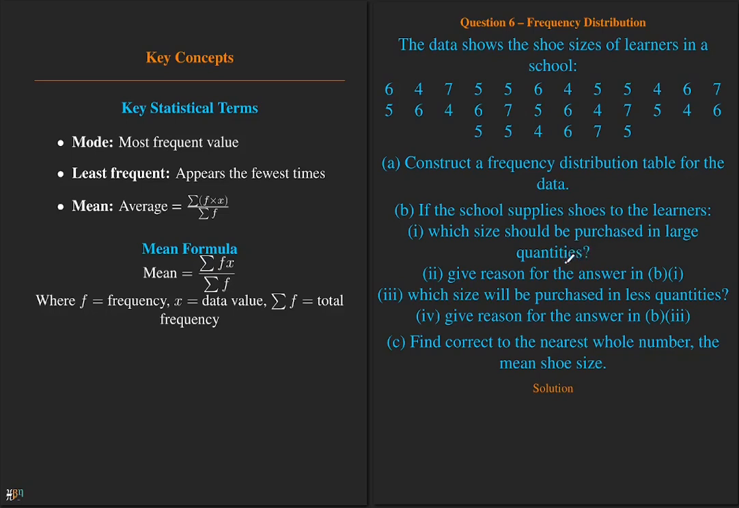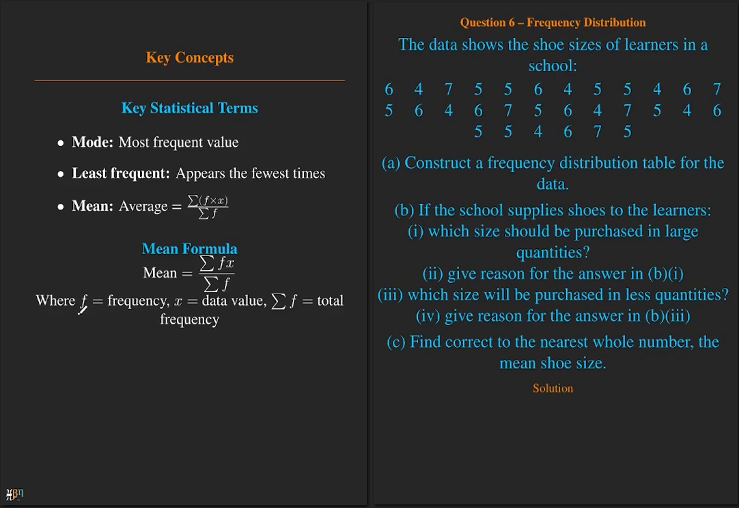That becomes the mode. Then the second one, which is the least frequent, is the one that appears the fewest number of times. So that will be which size will be purchased in less quantity. You see, if we know the term, we'll be able to know how to answer the questions. The mean is simply the average of the data, and we use sigma fx over sigma f. You knowing what you are solving for helps you to know how the frequency distribution table will be presented.